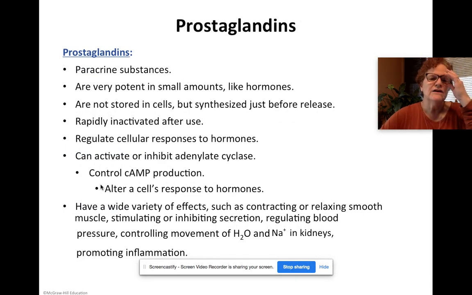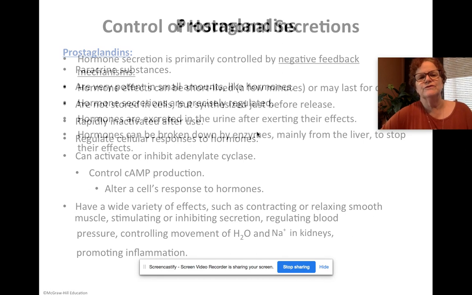Prostaglandins, you can make note of these first few ideas here as you're reading through those, or not merely taking notes, but coming back and processing this after you've read through the chapter.